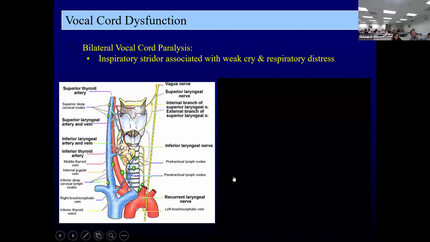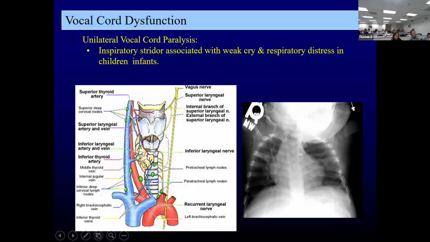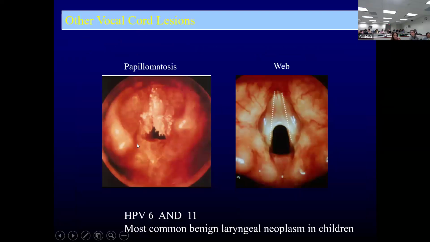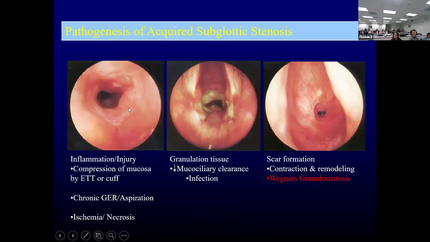Some of the other patients may have recurrent laryngeal nerve problems. If the vocal cords are not functioning, the child will have stridor, and that needs to be looked into. It can be from many other things which are pressing on the airways as well. This is the papillomatosis that I talked about. HPV 6 and 11 are the cause for stridor in infants. Sometimes children may have webs, sometimes spasms, sometimes in adults we may have granulation tissue and Wegener's granulomatosis.